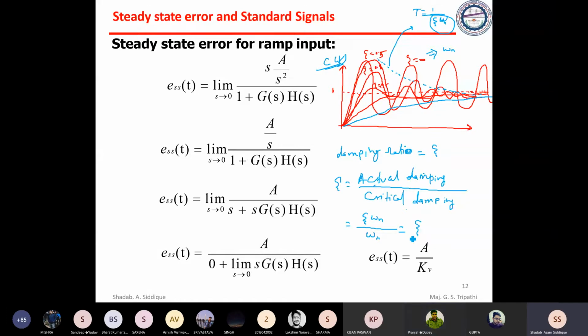Okay, let me draw another figure. So see, we have a C of t response, and that should be approaching one value. So C of t approaches one value. If zeta is equal to 0.5, your response is decaying.